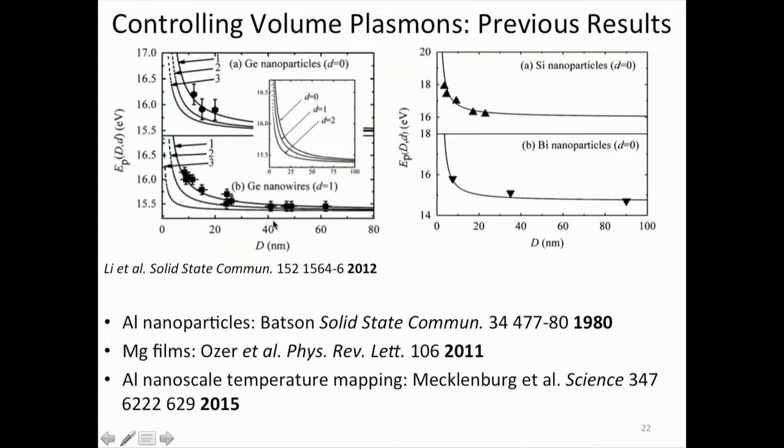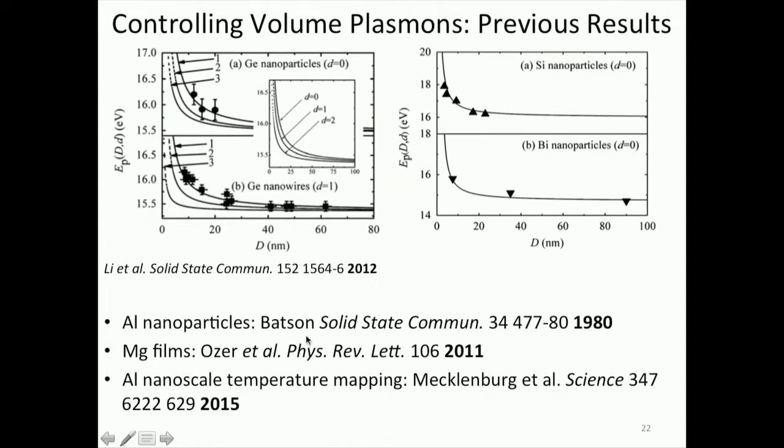And you can see here that you can only see a change in the volume plasma energy when you go to features smaller than 30 nanometers. So you can see a small change here in germanium when you are at feature sizes smaller than 20, and here in germanium nanoparticles too. So it's very challenging to change the energy of the volume plasmas with feature size.